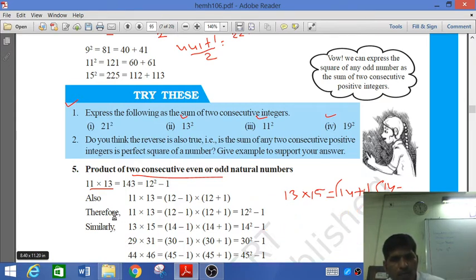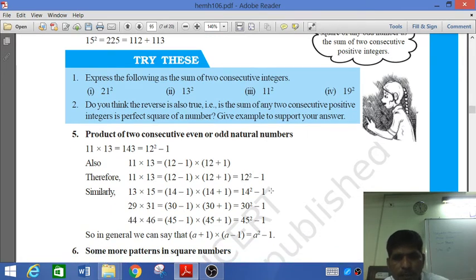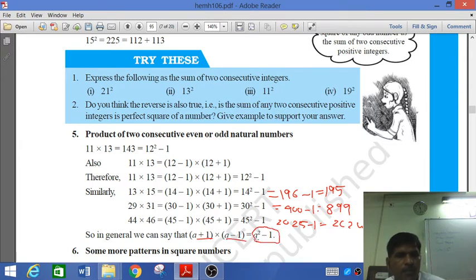Now we can get the answer of each. So here it is 196 minus 1, that is 195. Here 900 minus 1, that is 899. Here 2025 minus 1, so 2024. So what is the formula? A plus 1, A minus 1 is equal to A square minus 1. It should be remembered anyhow. Any general formula, A plus 1.